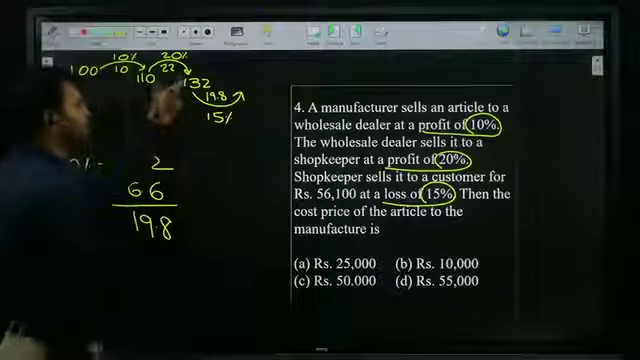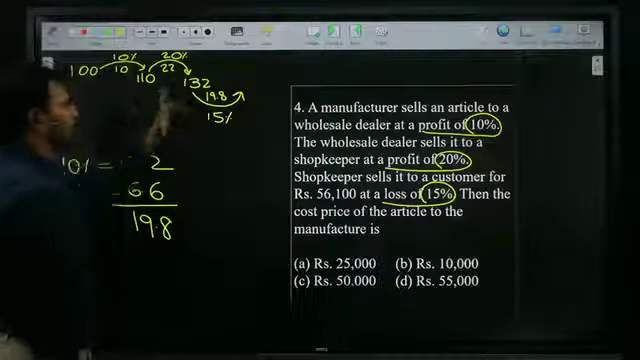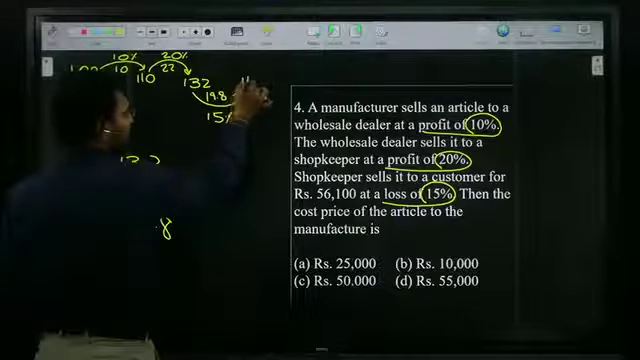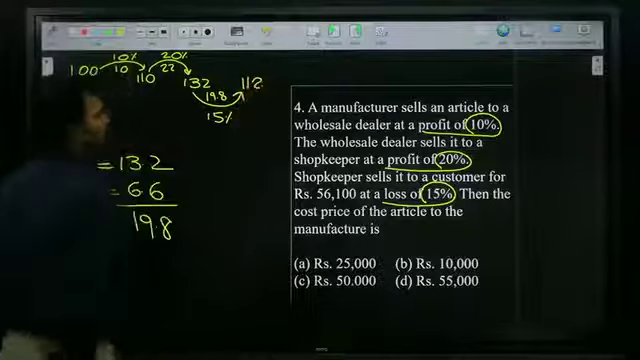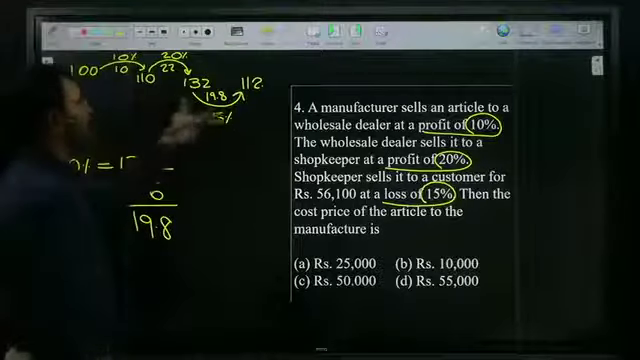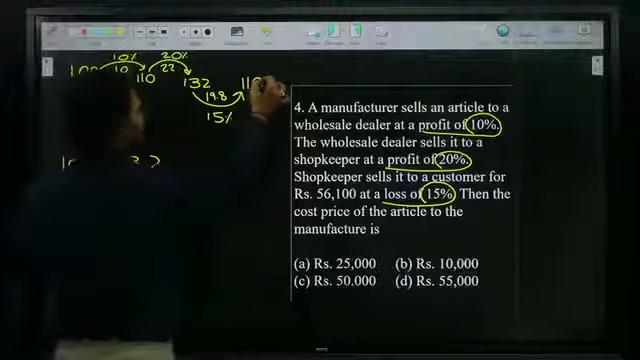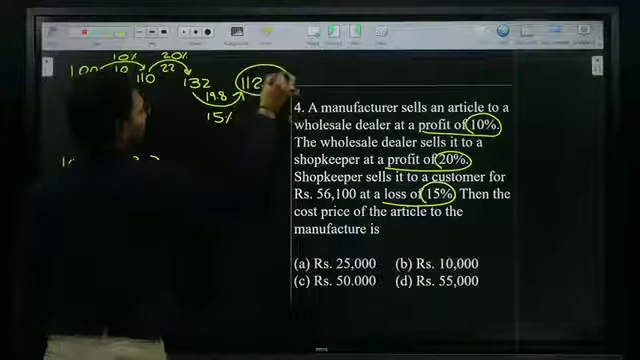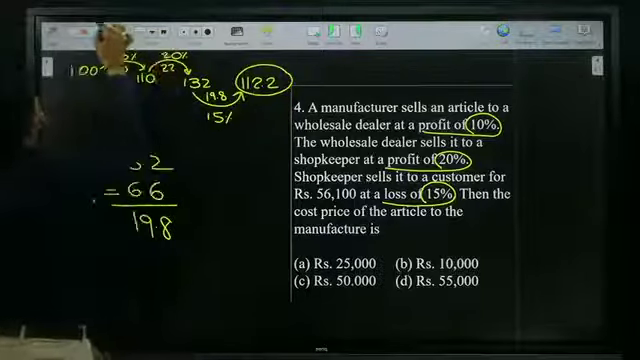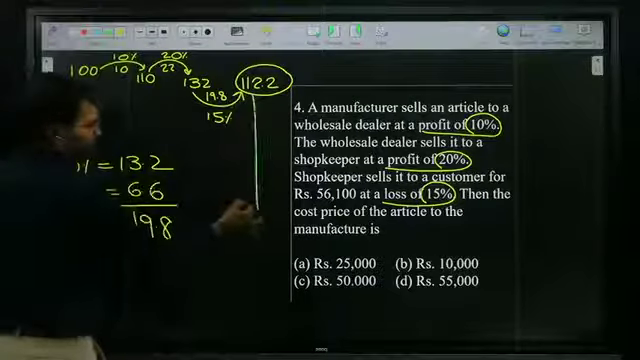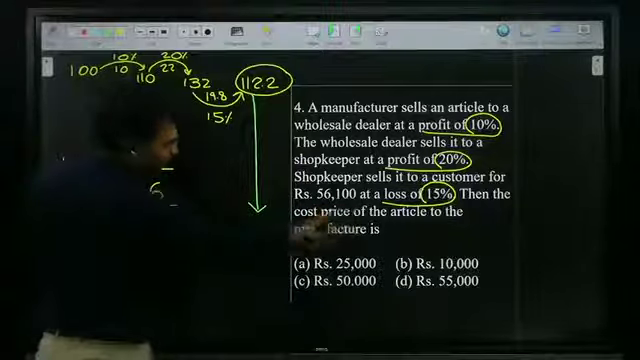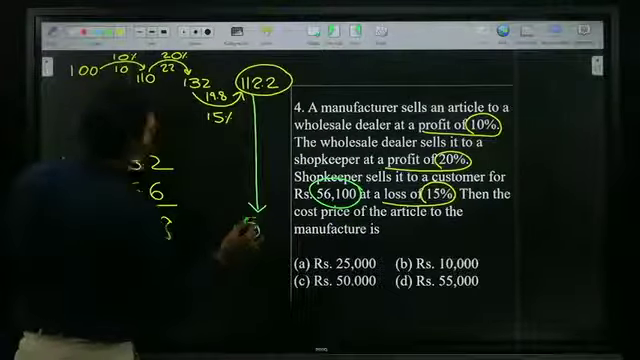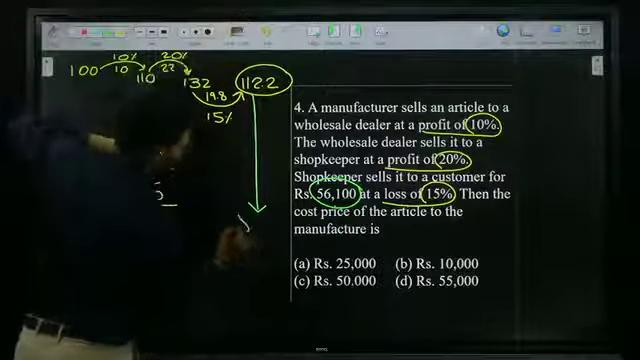If you subtract 20, that is 112. But you are subtracting 0.2 extra, that is nothing but 112.2. This is the final price. But according to our problem, this is what? 56,100.